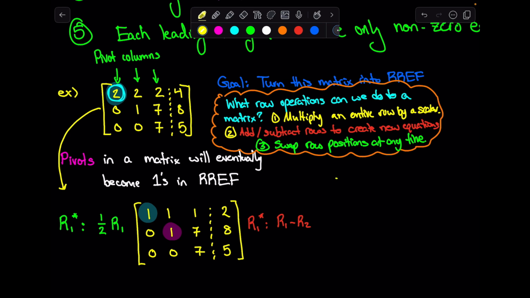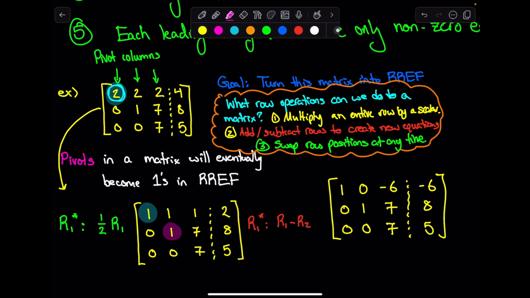And so this is going to get me the matrix. Let's see, 1 minus 0 is a 1, so there we go. 1 minus 1 is 0. Now 1 minus 7 here, that's going to be a negative 6. And then we get 2 minus 8, that's going to be a negative 6 as well. And then the second row stays the same. We didn't mess with that at all, and we didn't mess with the third row at all either. But now we have successfully accomplished the second part, which is I have my pivots here, and there are zeros above and below each of them.